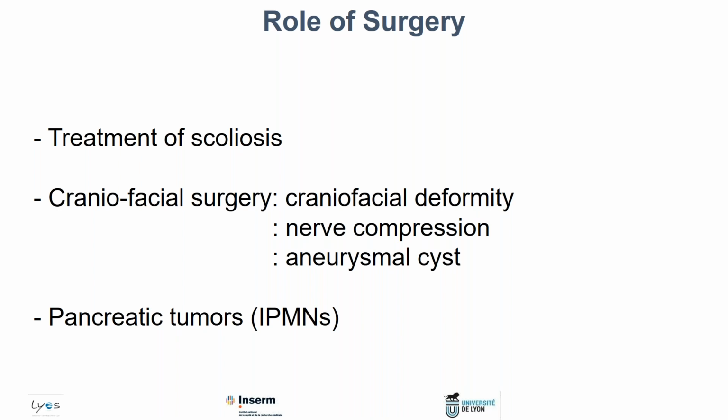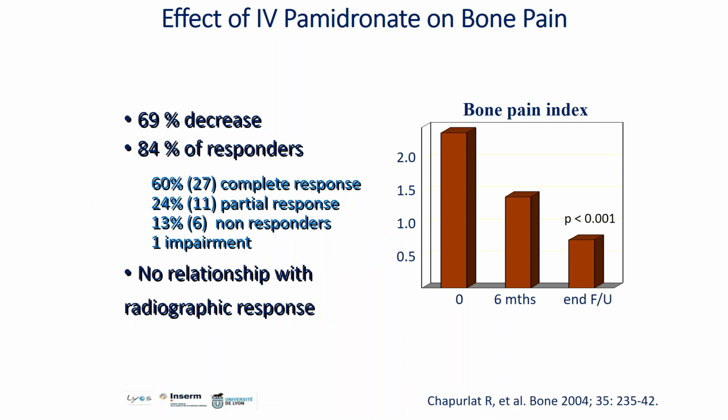Aneurysmal cyst may also be a good indication, and of course, for those who have the pancreatic tumors, which are IPMN types of tumors, this is a very good indication. So we've taken a look at the approaches to try to decrease the risk of fracture using essentially surgery and maybe anti-resorptive agents. But the main indication of anti-resorptive agents like pamidronate or other bisphosphonates is its role in decreasing bone pain.